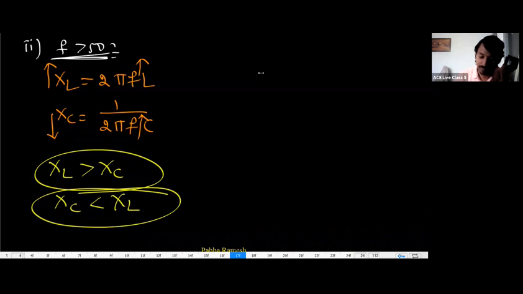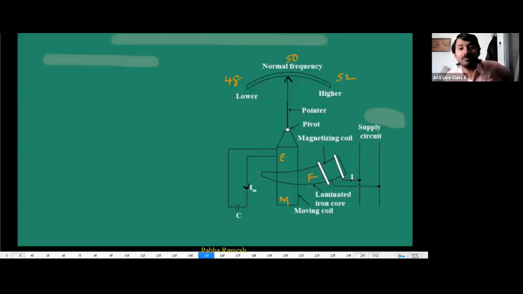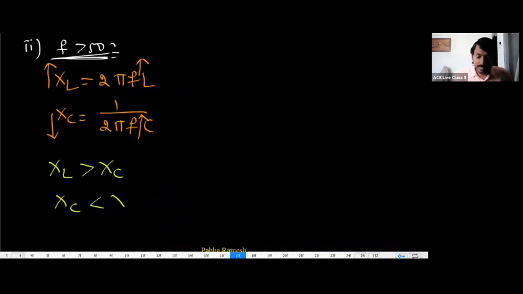C is fixed. You are not changing C. Why? C is already fixed. With the current flow, magnetization will be there. Flux will be changing, which means XL will change. That is the reason why you should say XL greater than XC. Of course, it implies XC is less. But if you write XC less than XL, it implies XC is getting reduced. No, XL is more. That's why you have to write like this. Frequency more than 50, automatically XL greater than XC.